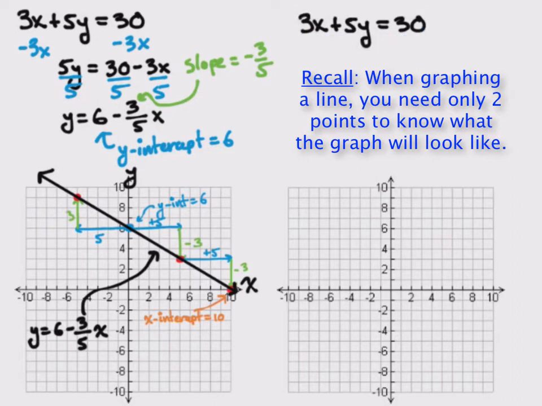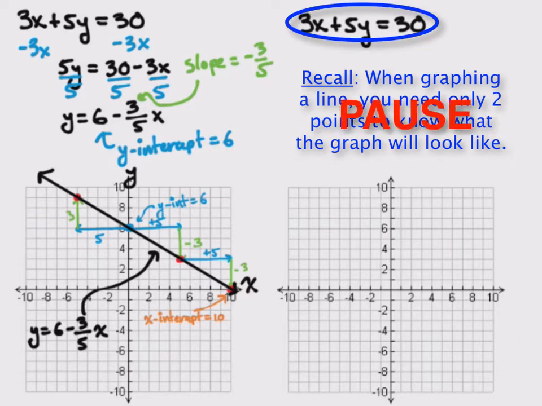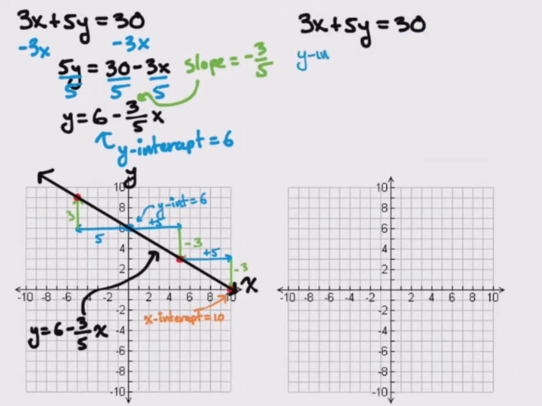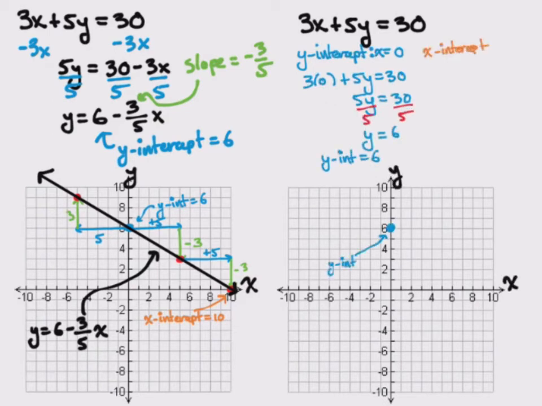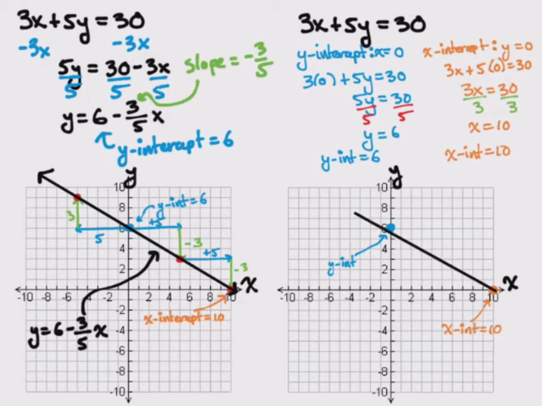Well, my claim is, why don't we just find the x-intercept by setting y equal to 0, and find the y-intercept by setting x equal to 0. So why don't you quickly pause the video and find each of those from this equation. So now that we've got our x-intercept and our y-intercept, that's all the 2 points that we need to know what our graph is going to look like. Let's connect them and extend our line in both directions.